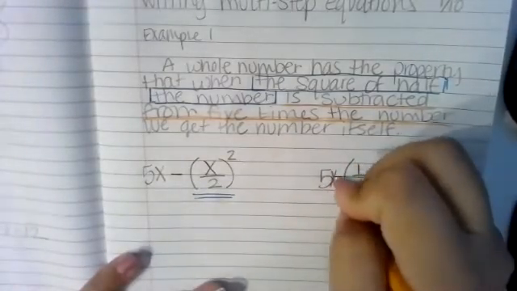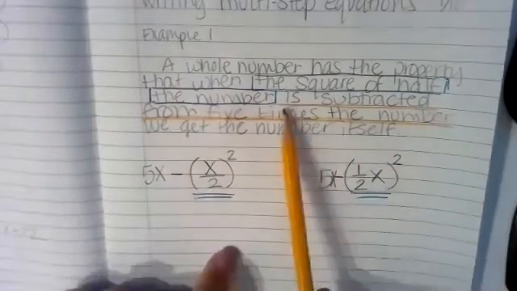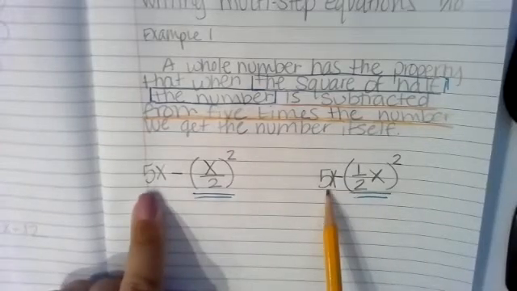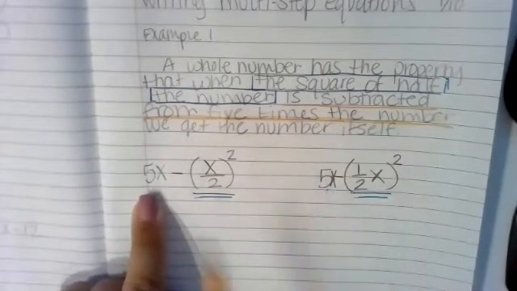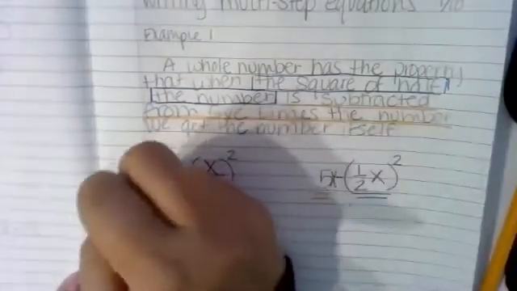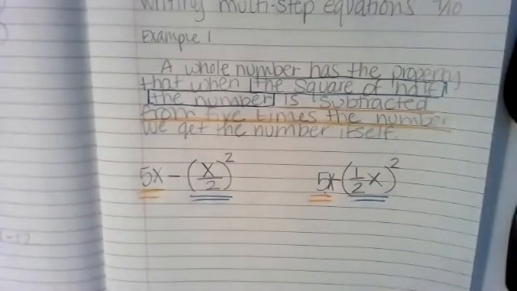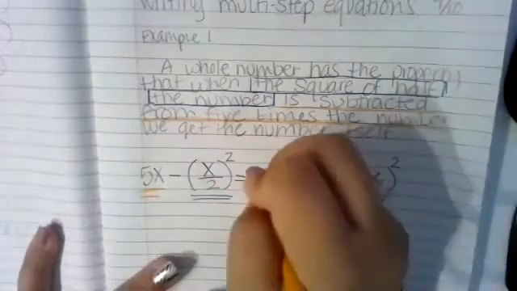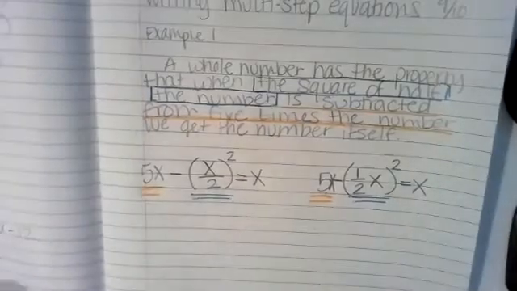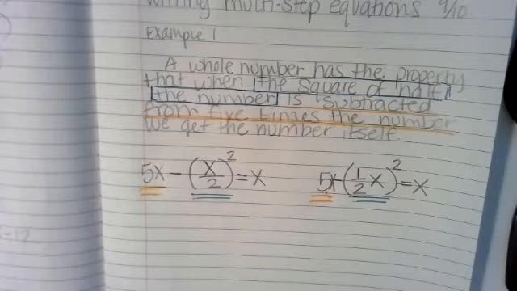Oop, I left out an X. There we go. So the square of half the number, that's here, is subtracted, so it's being taken away from 5 times the number. And then it says we get, hold on, this is 5 times the number. And then it's telling me we get the number itself. So at the end, it should equal the number itself, which is X. So either one of these would be appropriate for how we would represent this multi-step equation.